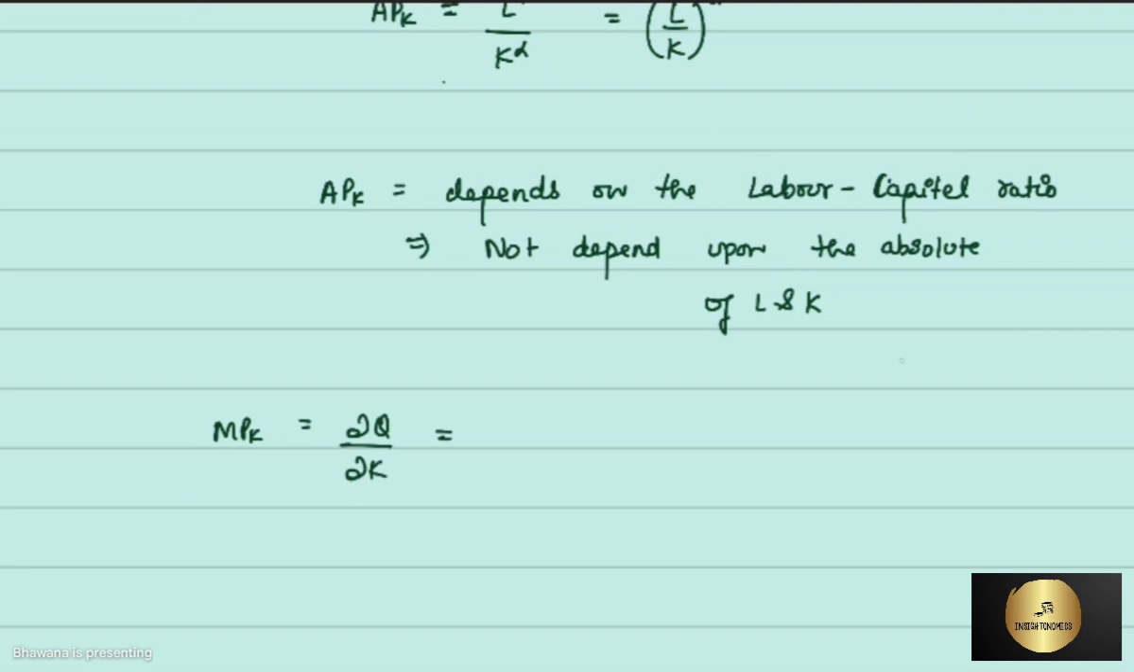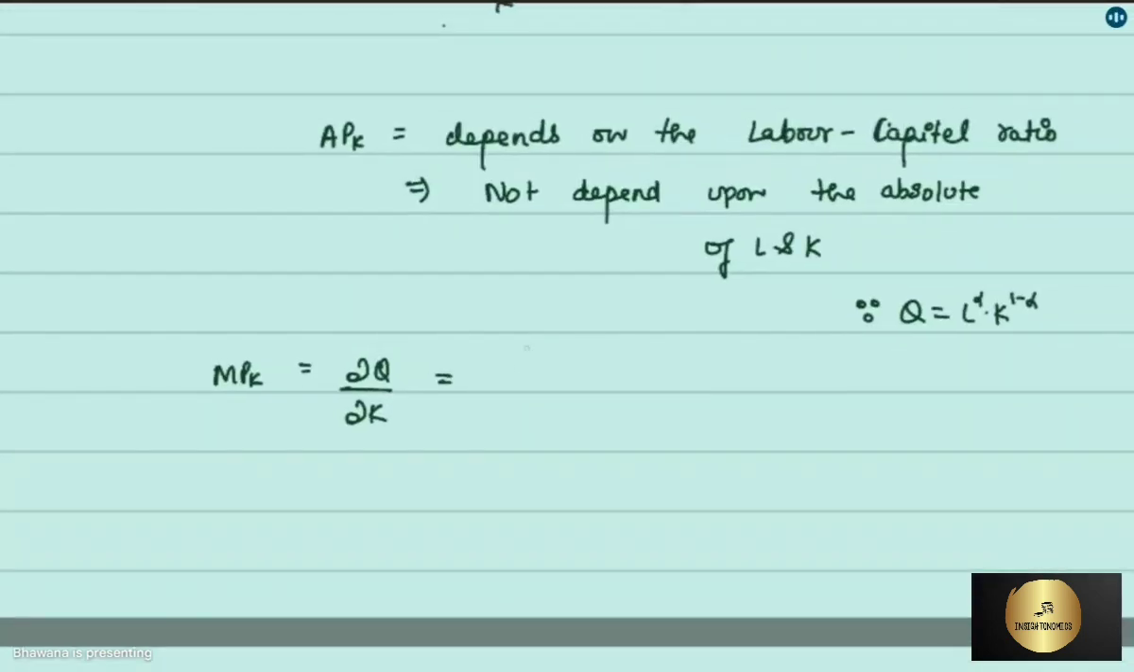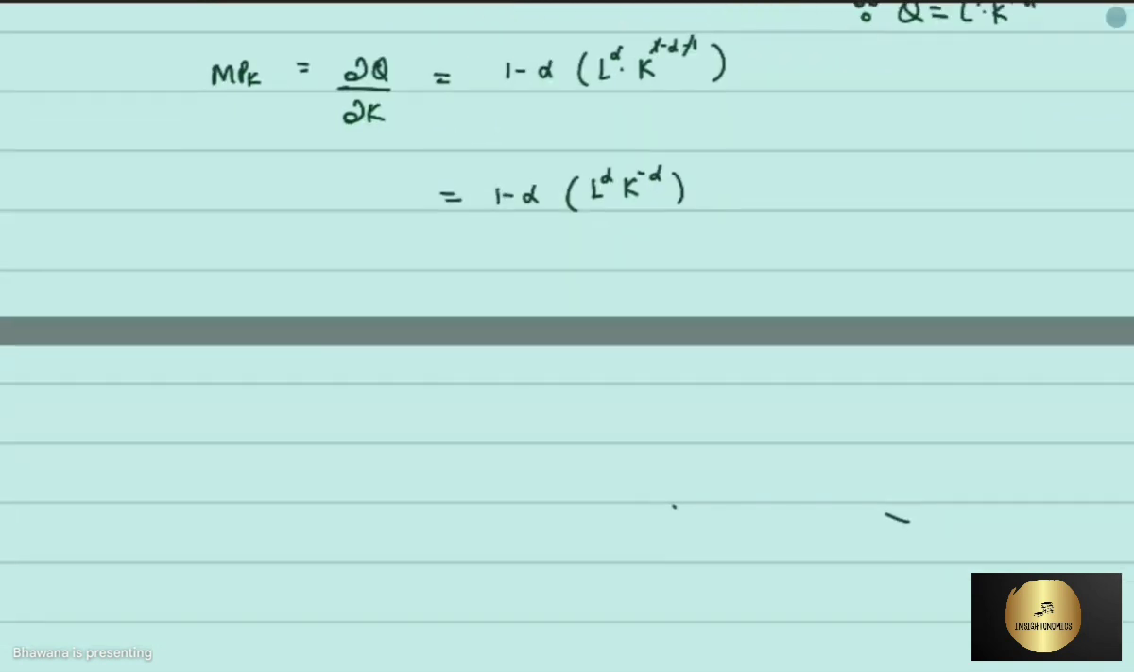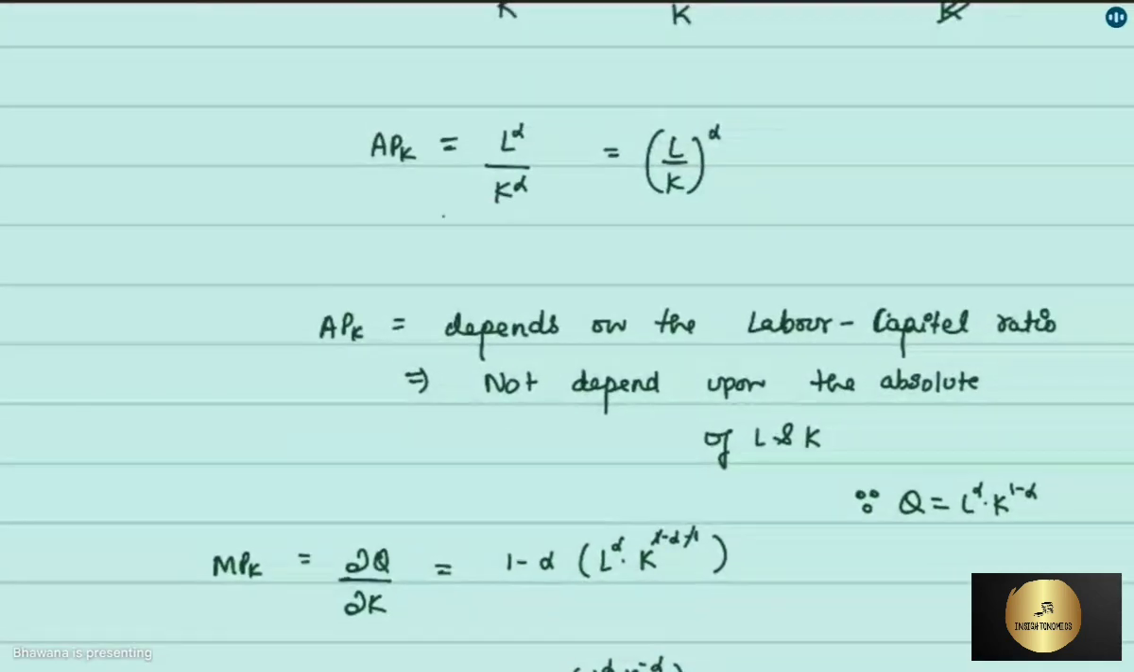it's the partial derivative of Q with respect to K. Q is equal to L^α K^(1 minus α). आप इसे सॉल्व करोगे K के रिस्पेक्ट में, then you will get (1 minus α) L^α K^(1 minus α minus 1). Okay, then you will get (1 minus α) L^α, ये α से α cancel, you will get K^(minus α). When you solve it, you will get (1 minus α) (L by K)^α.